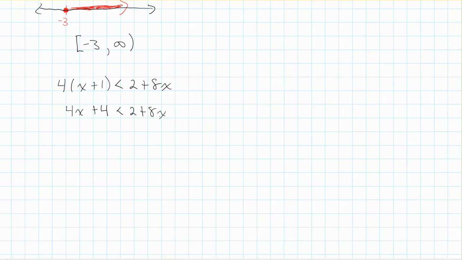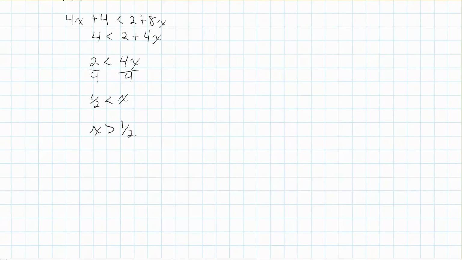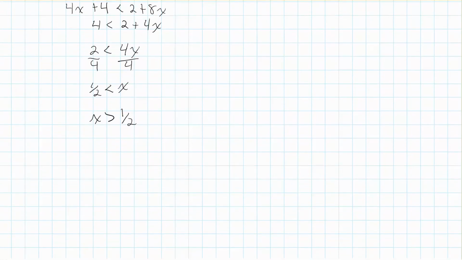And then I'd move the x's all to one side. So I might just write this as 4 less than 2 plus 4x, because I'd do 8x minus 4x. And then I'd move the 2 to the other side, so I'd get 2 is less than 4x. Divide both sides by 4, and you would have 1/2 is less than x, or if you wanted to, you could write this as x is greater than 1/2. Now we could graph this one again. I'm not going to bother graphing this one, but I will write the interval notation. Since it's x is greater than 1/2, this would be 1/2 to infinity.